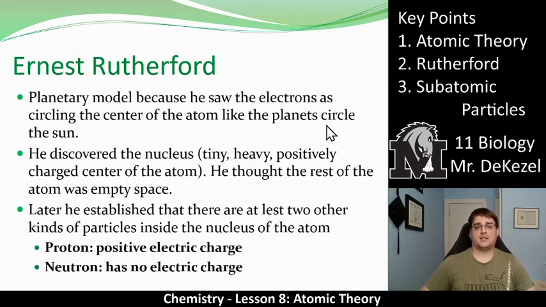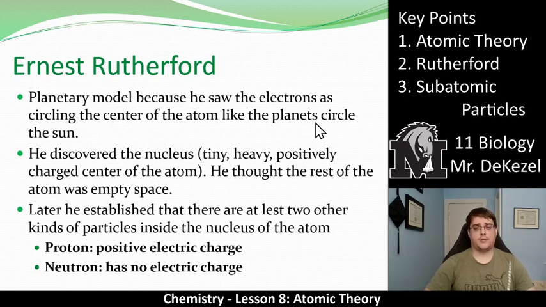So what that suggested was that it was a planetary model. The planetary model was because he saw the electrons as circling the center of the atom like planets. He discovered the nucleus, which is tiny, heavy, and positively charged at the center of the atom, and he thought the rest of the atom was empty space. So that kind of matched with his experiment, that most of the positively charged particles went through, but some bounced off of the nucleus, which was tiny, heavy, and positively charged.